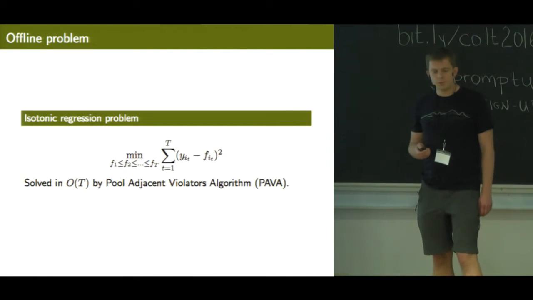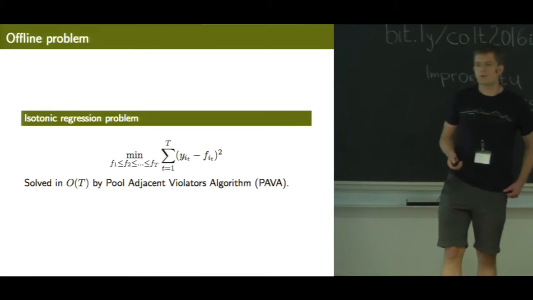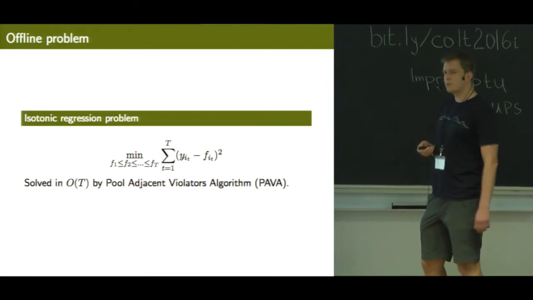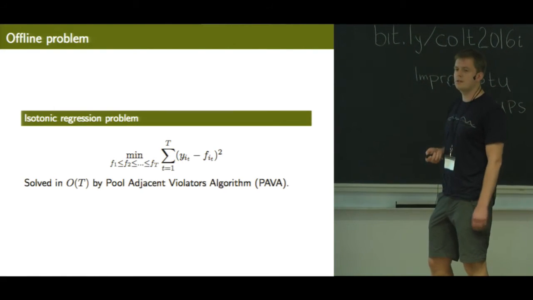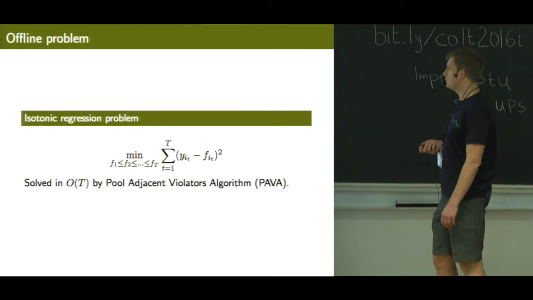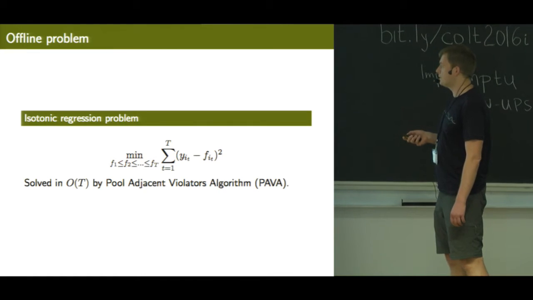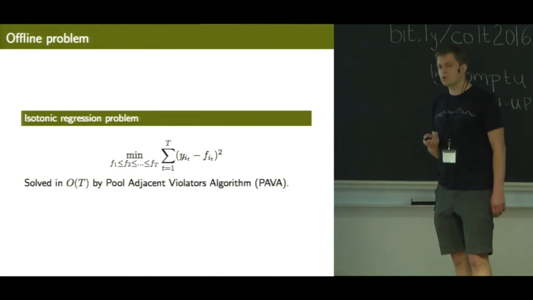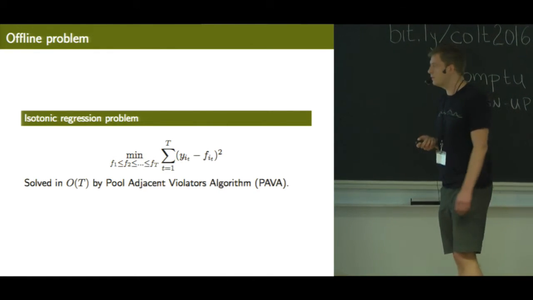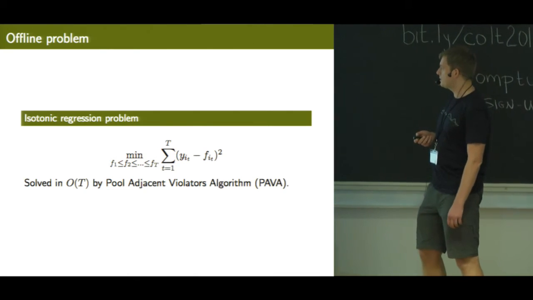Okay, so the offline problem is this classical problem in statistics, which is called the isotonic regression problem, and this is basically about fitting a monotonic or isotonic function to the data. And at least when the order is a full order, it can be solved very quickly, in linear time in T, using the so-called pool adjacent violators algorithm.